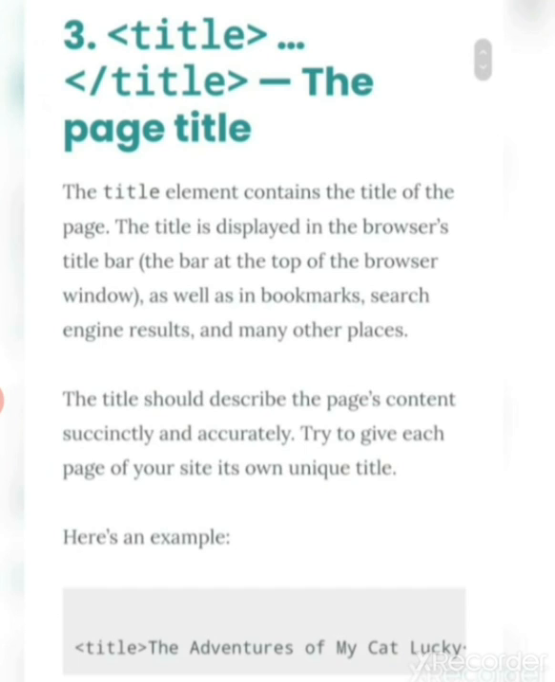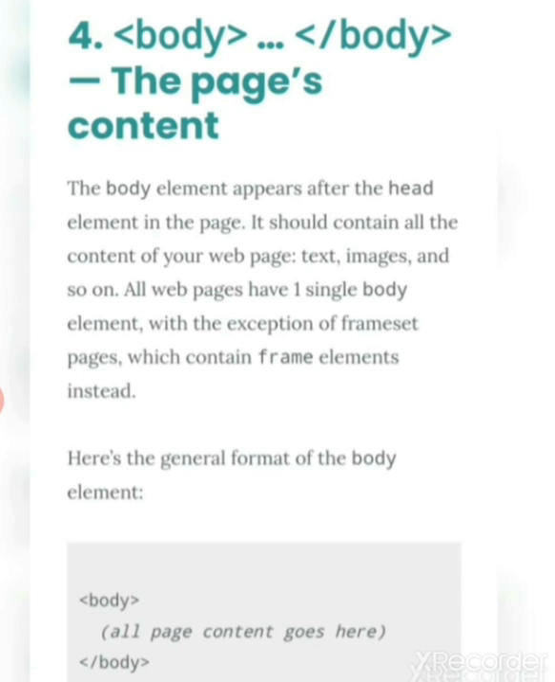The third is the title tag. It is used to represent the page title. The title element contains the title of the page. The title is displayed in the browser's title bar, which is at the top of the browser window. It is also shown in the bookmarks, search engine results, and many other places. The title should describe the page content accurately. We should give the title of the page, which should be unique, and it should identify the purpose of our web page.